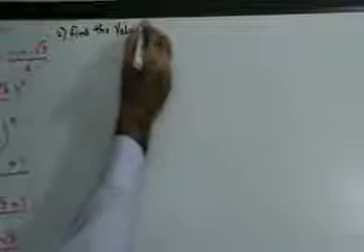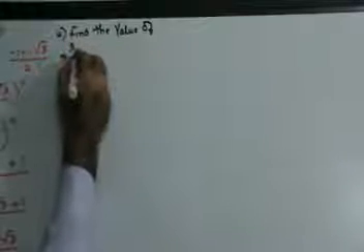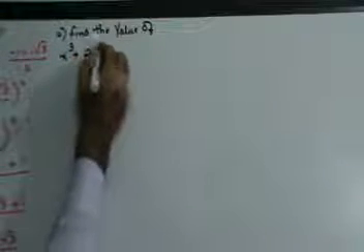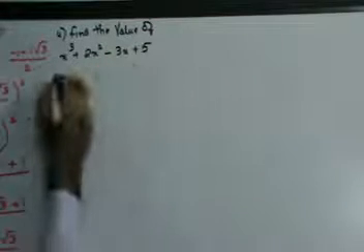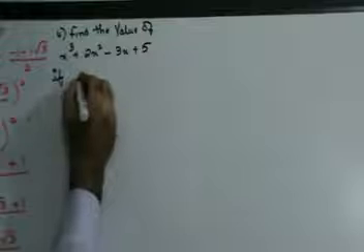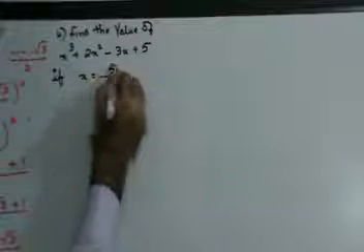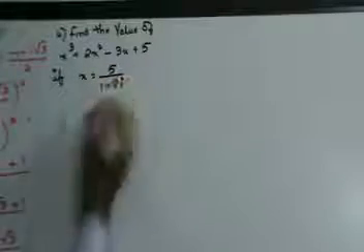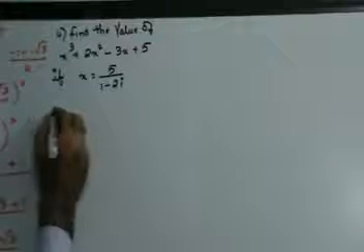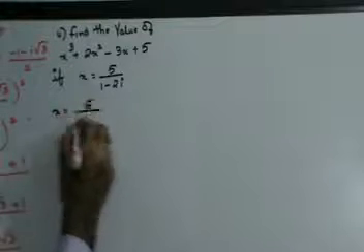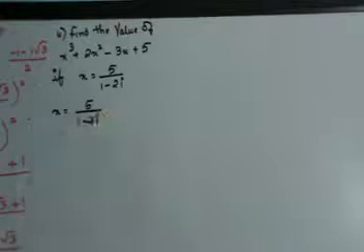Find the value of x cube plus 2x square minus 3x plus 5 if x is equal to 5 upon 1 minus 2i. Right? Now, x is equal to 5 upon 1 minus 2i. They give you the value of x.